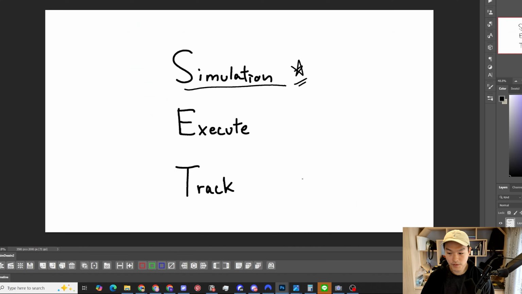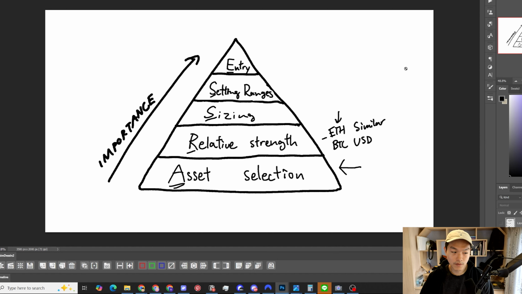So that's pretty much it for the tracking part. I will make another video on how to use my spreadsheet, but if anything, I think this is much more important for beginners to run through this whole process.